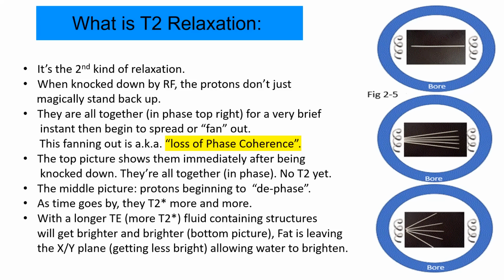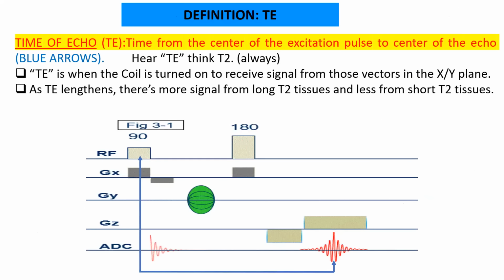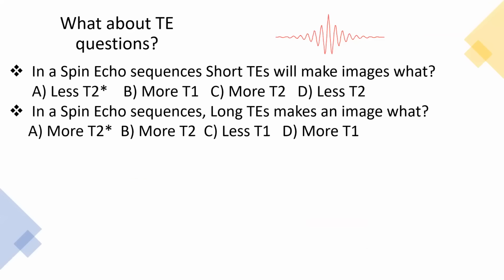So T2, another name is loss of phase coherence. You've got to know the definition of your TE. It's the time from the center of the excitation pulse to the center of the echo. Okay, so from the center of the 90 to the center of the echo. So when you hear TE, now think T2. So again, if you get a TE question, think it's a T2 answer, or vice versa. A T2 question, you should start shading yourself towards, ooh, T2 question is probably a TE answer of some sort.